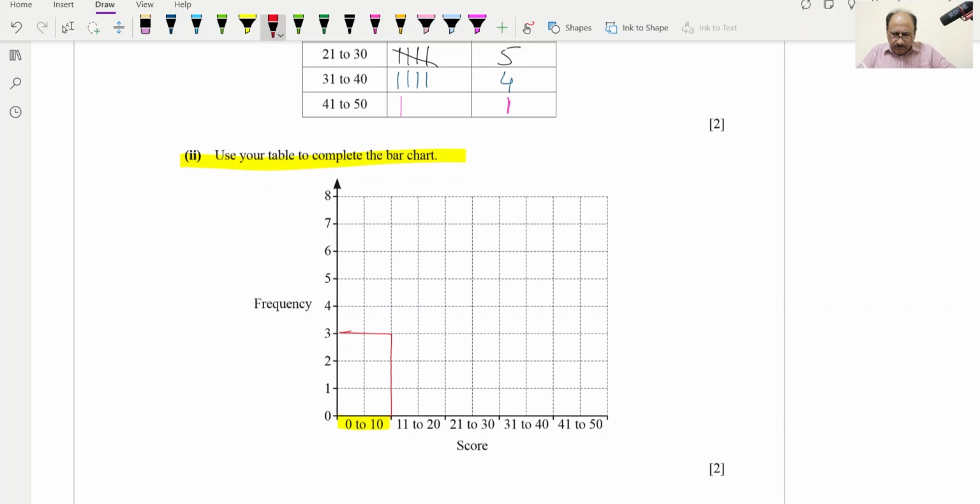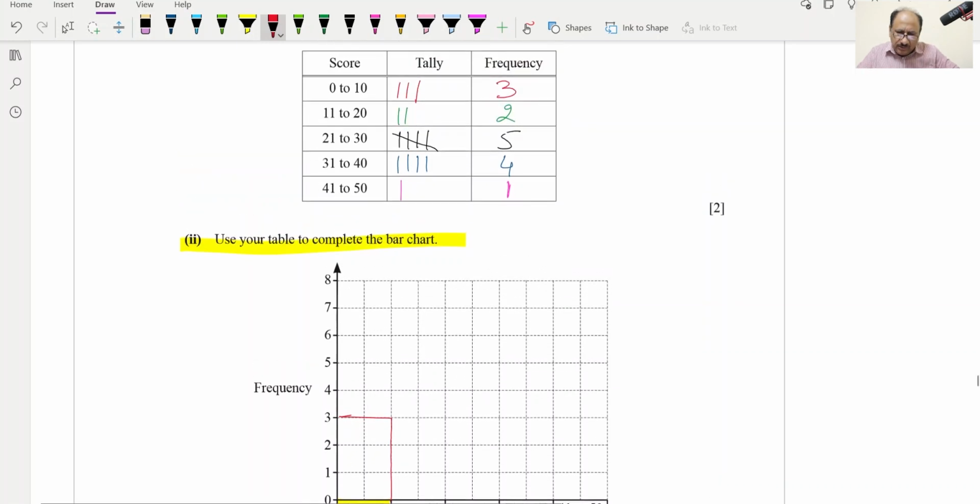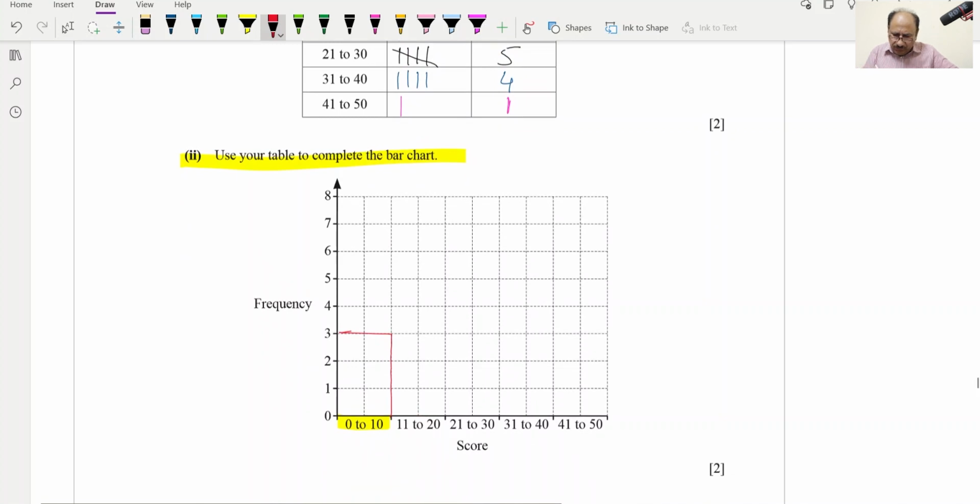This is done. Next is 11 to 20 is 2. So 11 to 20 will be this section, and it is 2. So height will be this much, and it will be closed from the top.